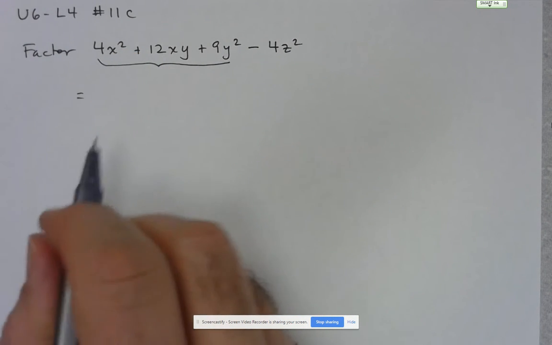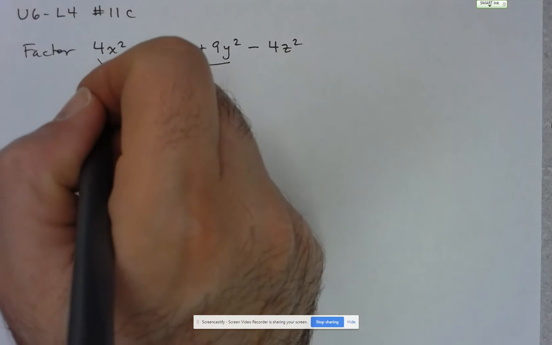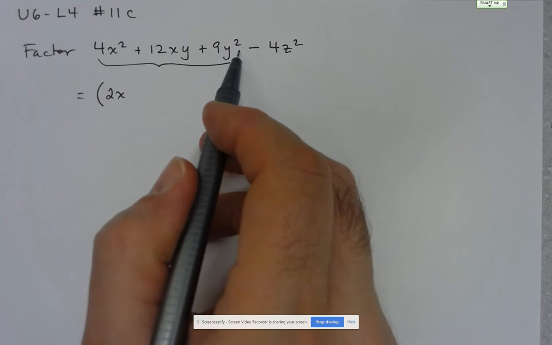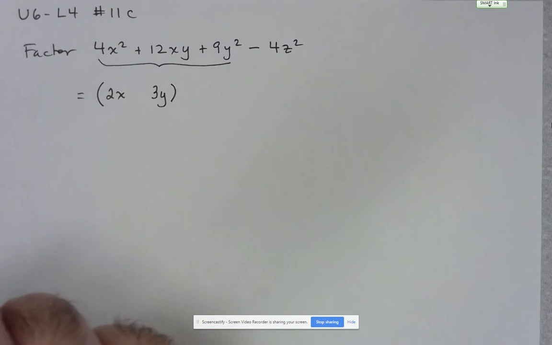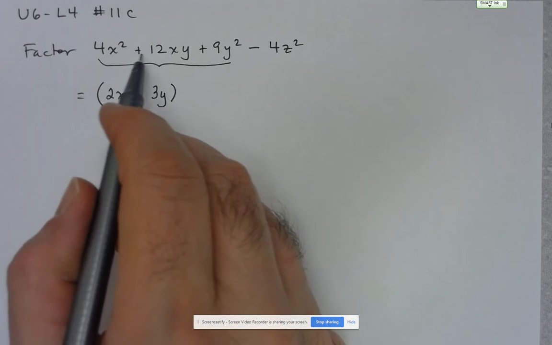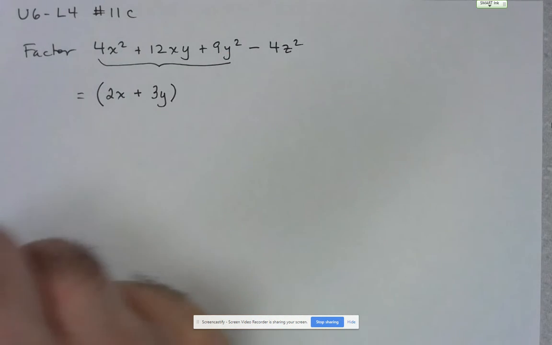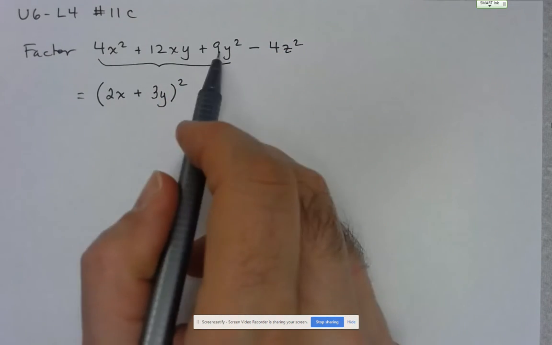And this looks very promising because 4x squared is a perfect square. It's just 2x all squared. And 9y squared is also a perfect square. All right, it's just the square of 3y. And since my middle term is being added, I expect to have an addition there. So let's see if this works. Let's see if this is indeed a perfect square.